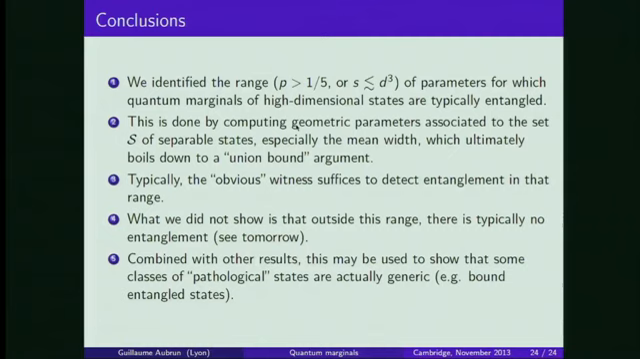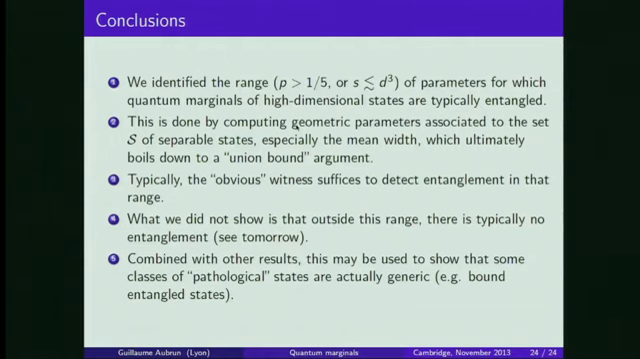Okay, so to conclude, I will just summarize what I showed you. We identified the range of parameters for which quantum marginals are typically entangled. Again, this makes sense only in the large dimension limit. And this was done by computing some parameters associated to the set of separable states, and especially the mean width. Now the computation itself is simple. It's basically a union-bound argument.